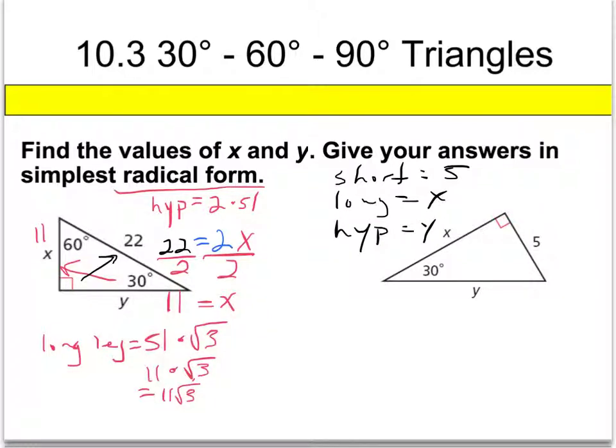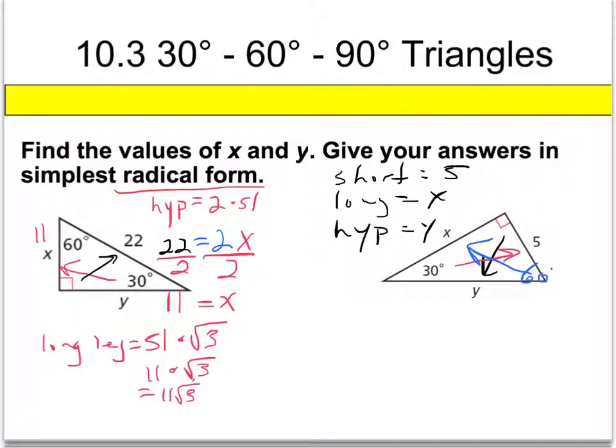Now, how do we know it's the short leg? How do we know it's the long leg? How do we know it's the hypotenuse? Well, again, the hypotenuse is opposite the 90-degree angle. The short leg is opposite the 30-degree angle. The long leg is opposite the 60-degree angle. We know that this is 60 from our triangle sum theorem. We have a 90, a 30, so the last angle has to be 60 degrees.